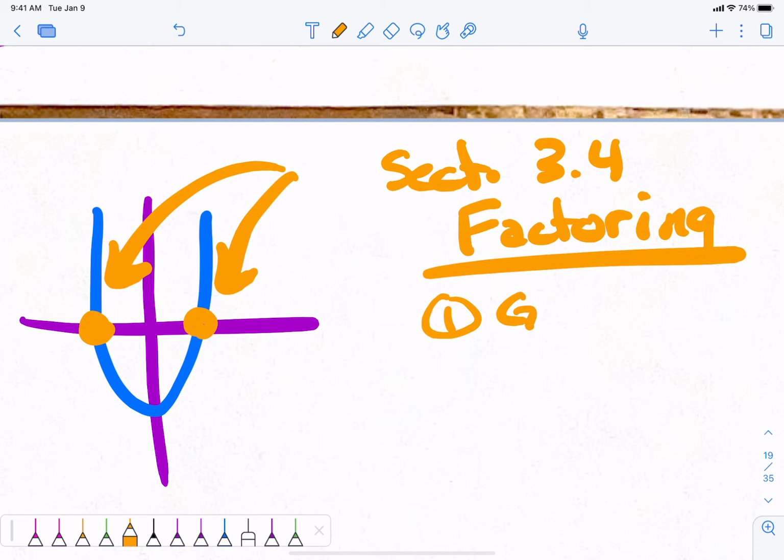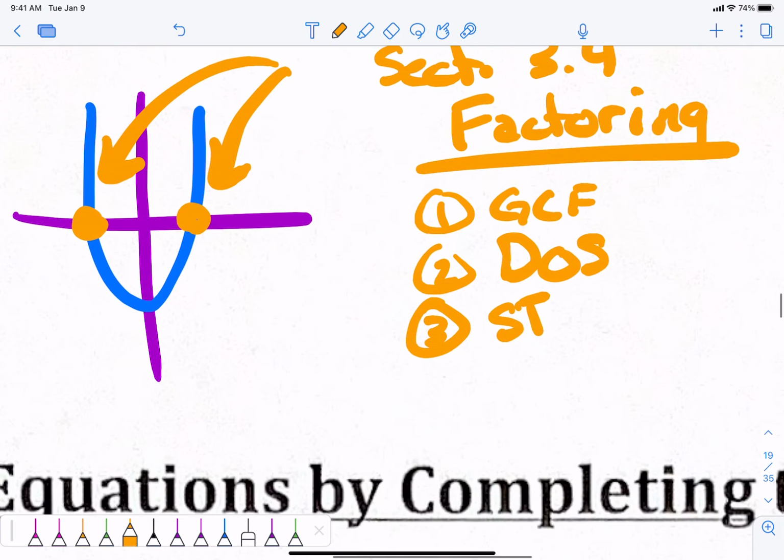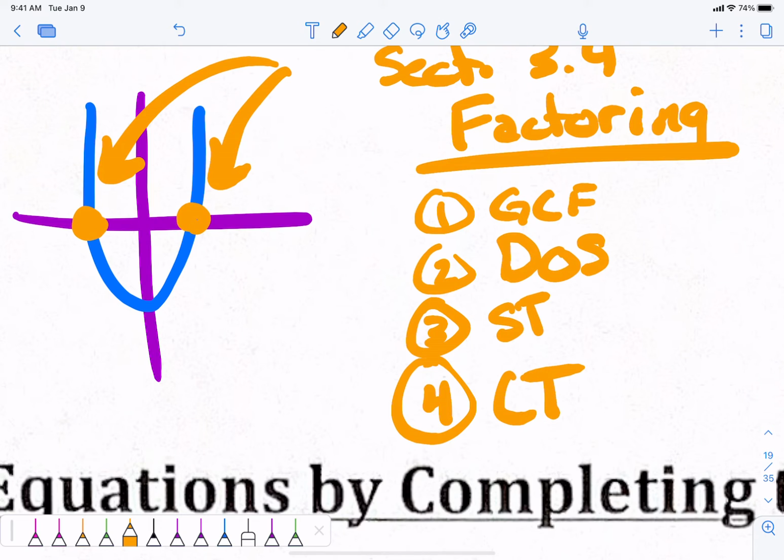One of them was the greatest common factor. The second one was the difference of squares. The third one was a simple trinomial, and the fourth one was a complex trinomial. We did those things, but ultimately, we were trying to find the places where they cross, right? That's ultimately what we were trying to find, those 2 answers. Sometimes you would only get 1 answer, right? But those 2 places where it crosses, we're doing that, okay?